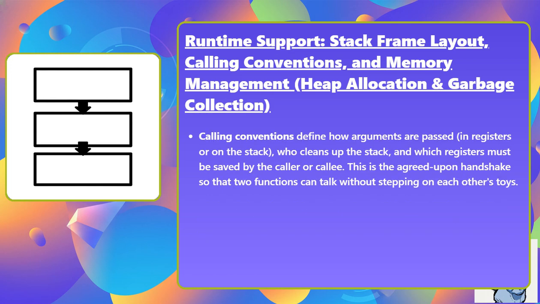Calling conventions define how arguments are passed in registers or on the stack, who cleans up the stack, and which registers must be saved by the caller or the callee. This is an agreed-upon handshake so that 2 functions can talk without stepping on each other's toes.